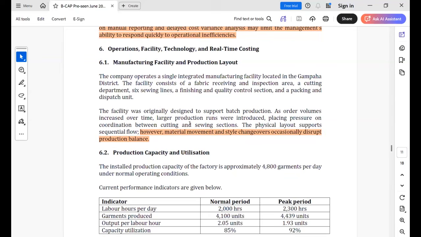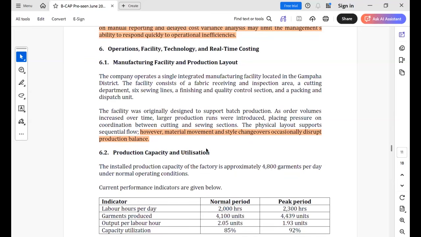It places pressure on coordination between the cutting and sewing sections. The physical layout supports sequential order flow. However, the material movement and style changeover occasionally disrupt the production balance. Right, material movement. Earlier you planned the production flow for smaller batches. Now you are getting a larger volume, right? So the movement is very difficult from one department to another department, right? So that is the obstacle, the barrier. Unless you rearrange it, you can't run the production smoothly.